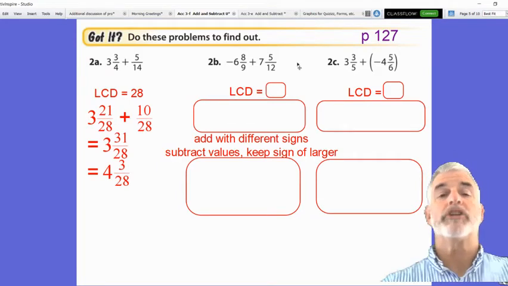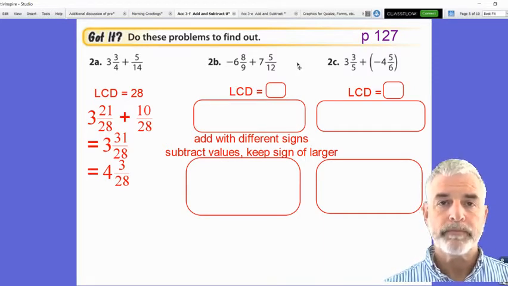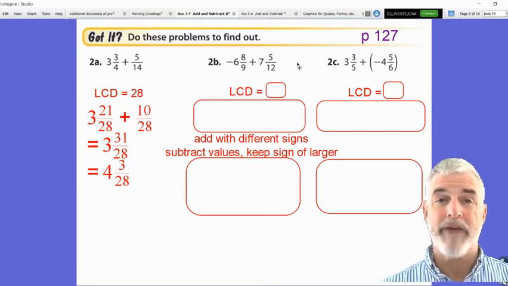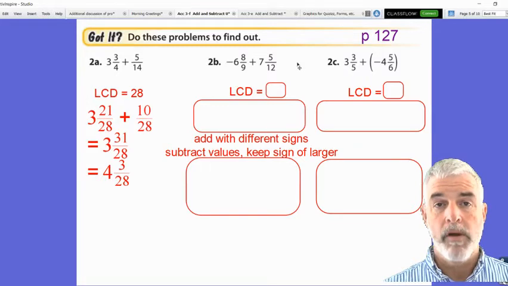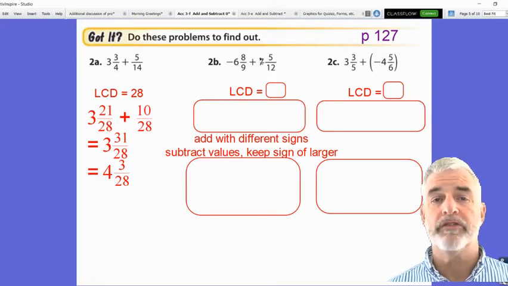Now we get to subtraction, and subtraction of mixed numbers is the most difficult fraction operation to do. Because not only do you have to have a common denominator, but then sometimes in subtraction you have to do regrouping. All right, so let's take a look at this problem. Negative 6 8/9 plus 7 5/12.